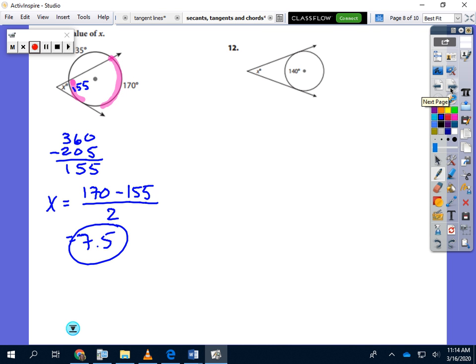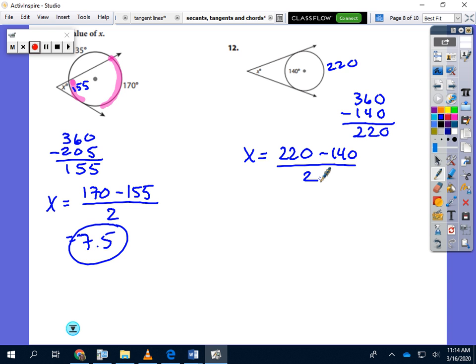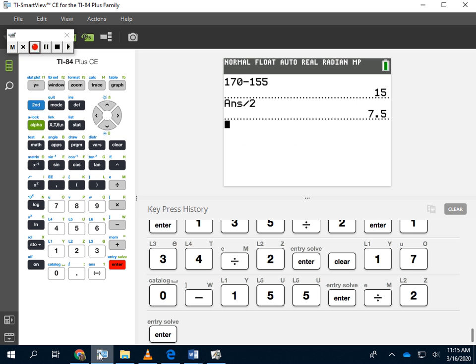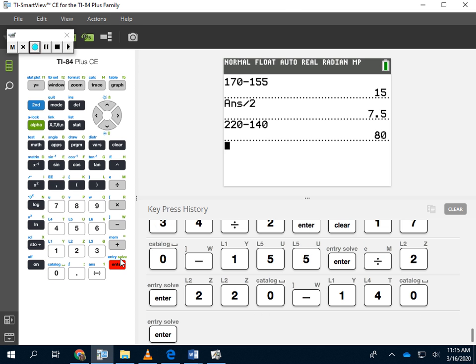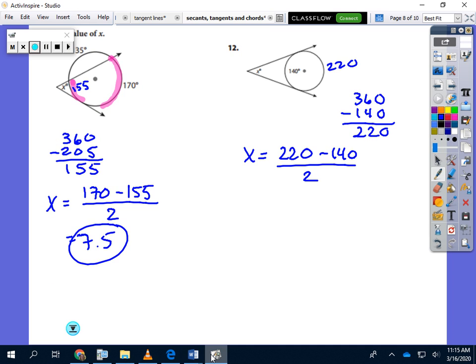Now, what's wrong here? I know the inner arc, but I don't know the outer arc. But I do know that handy piece of information that these two add up to 360. So if I do 360 minus 140, I get 220. So I've got x is going to be 220 minus 140 divided by 2. 220 minus 140 divided by 2. So that would be 80 divided by 2, which is just going to be 40.